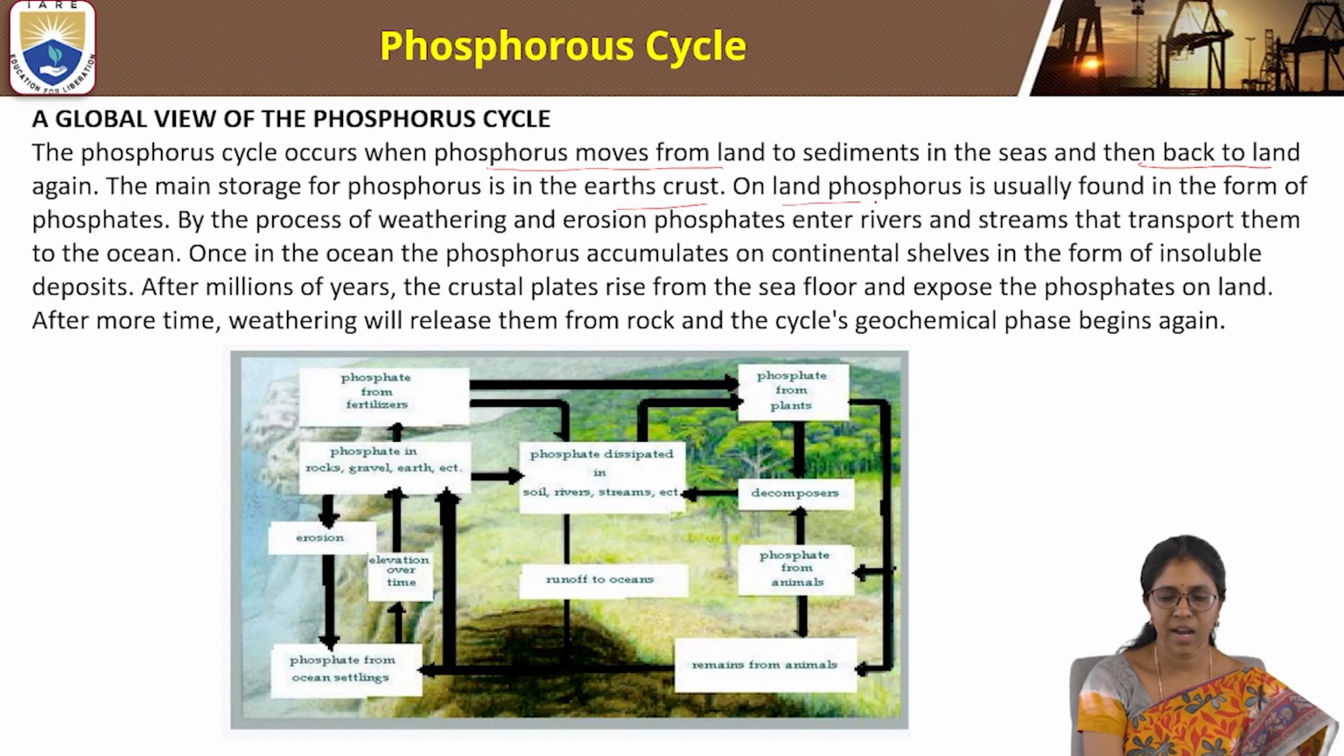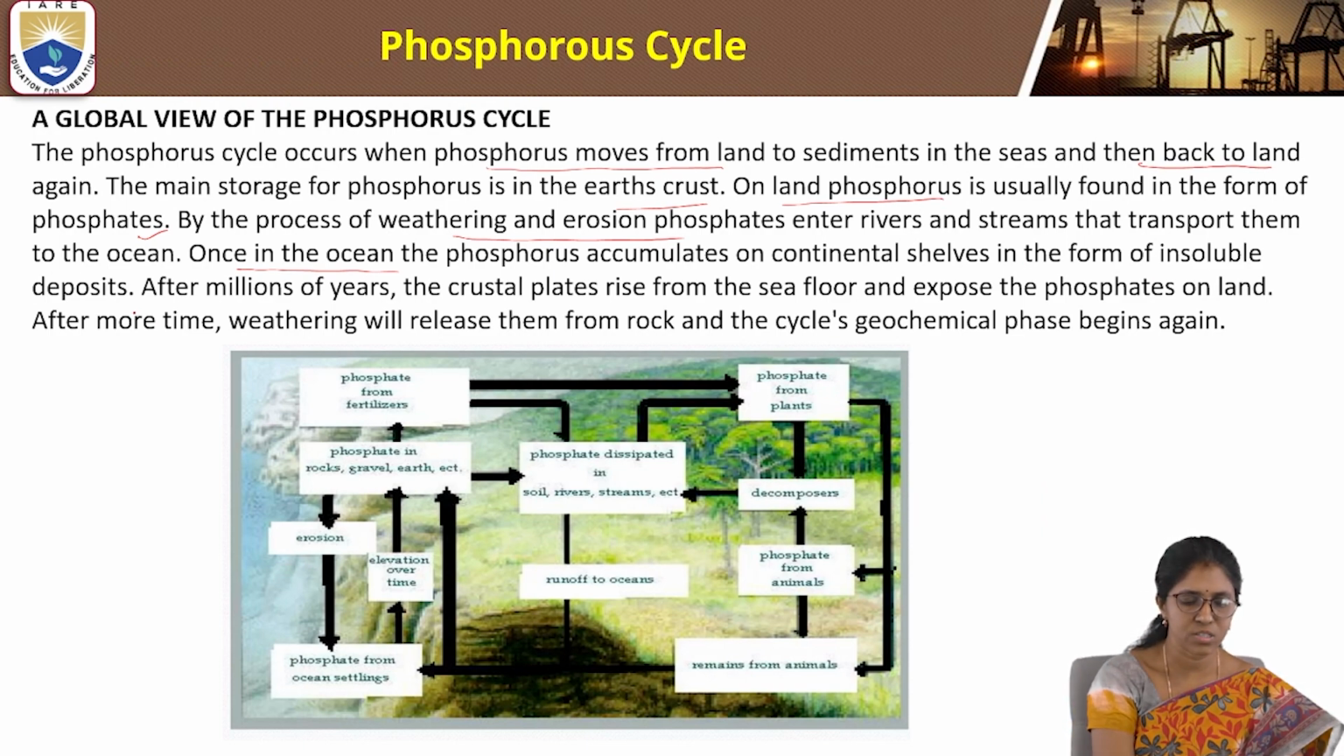On land, phosphorus is usually found in the form of phosphates. By the process of weathering and erosion, phosphates enter rivers and streams that transport them to the ocean. Once in the ocean, the phosphorus accumulates on continental shelves in the form of insoluble deposits.